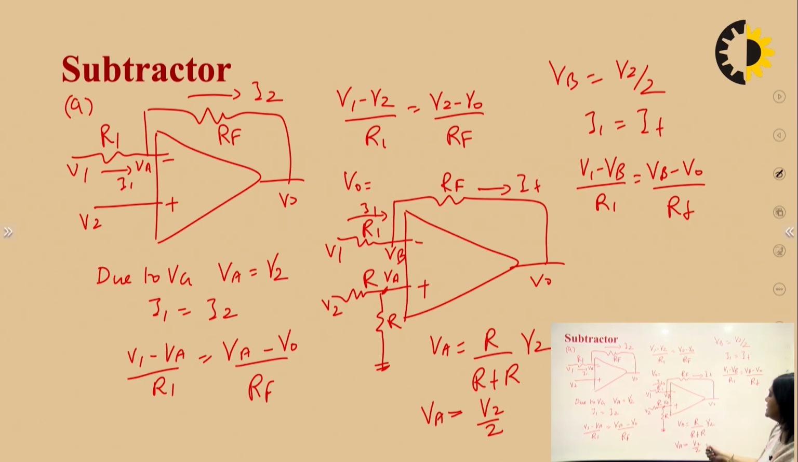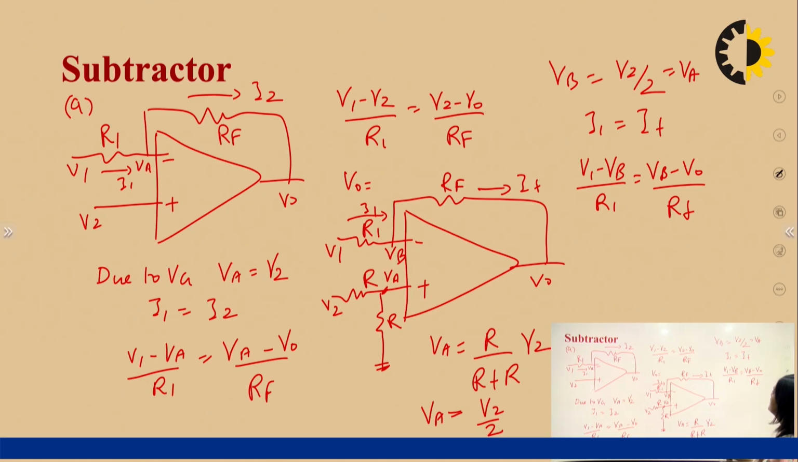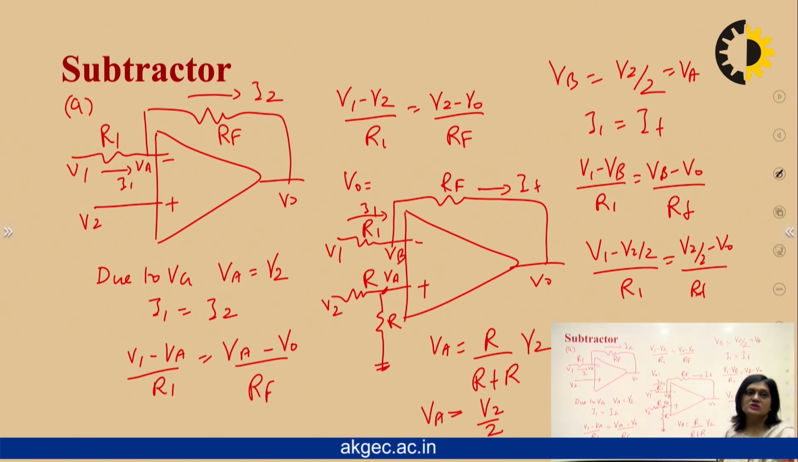Now we can put the value of VB, and VB is equal to VA, which is V2 by 2. So V1 minus V2 by 2 upon R1 is equal to V2 by 2 minus V0 upon RF. Now we can cross multiply this and get the value of the output voltage. So these are the two circuits that we can use as a subtractor.